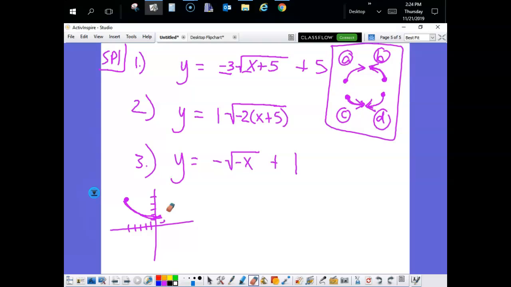All right, let's go ahead and take a look at number 2. Natalie, what's our starting point on number 2? Negative 5 and what? 0. Good. So we're starting here.